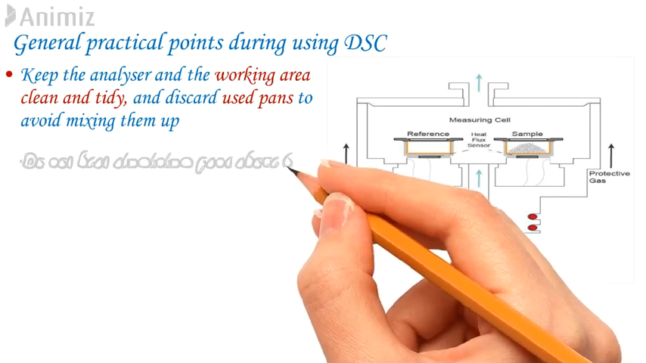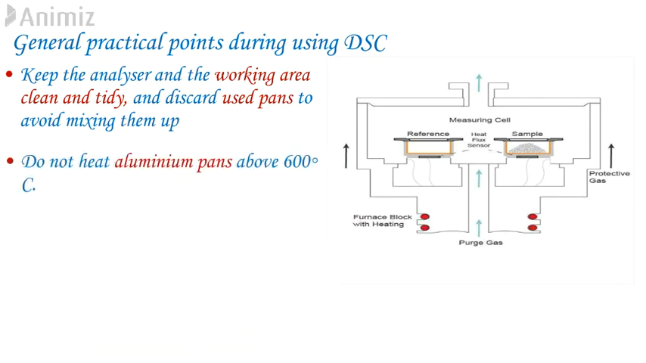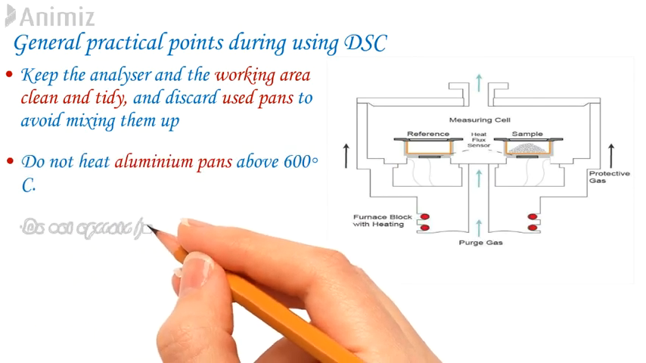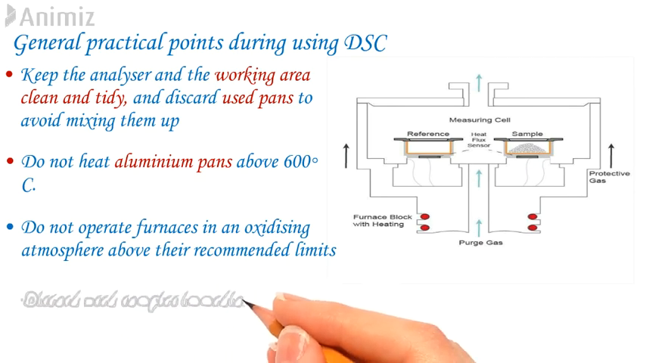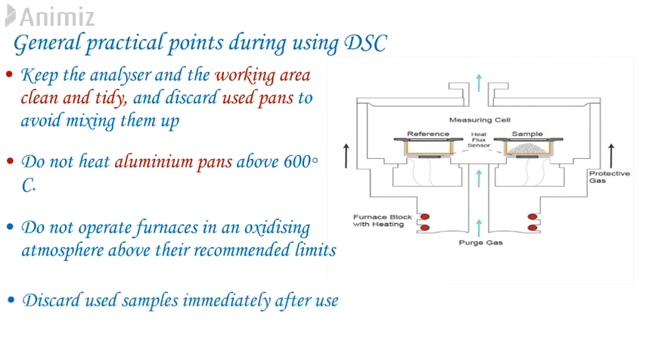Do not heat aluminum pans above 600 degrees Celsius. Do not operate the furnace in an oxidizing atmosphere above its recommended limits. Do not use excessive force when cleaning a furnace. Discard used samples immediately after use before they become mixed up with fresh samples.